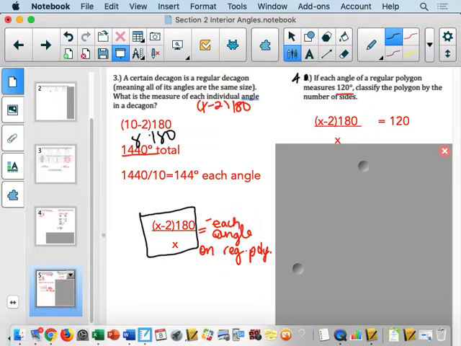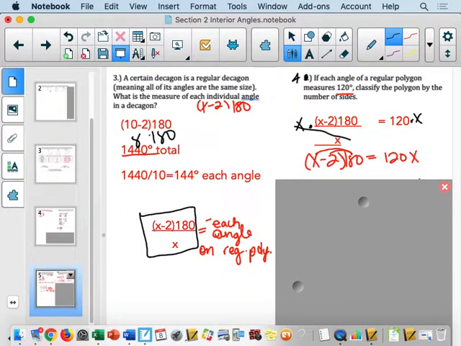To start out this question, you would take your equation, x minus 2 times 180 divided by x equals 120, because in this problem it says each angle equals 120. To get x by itself, we're going to multiply both sides by x to get rid of the x in the denominator, which leaves you with x minus 2 times 180 equals 120x.